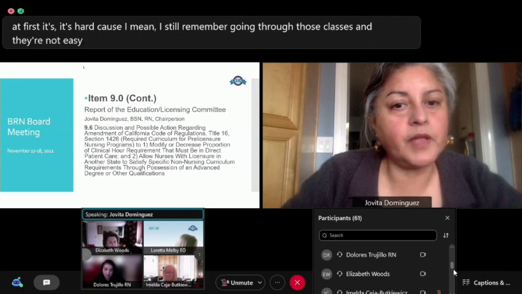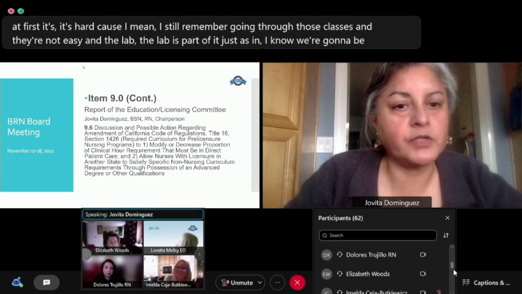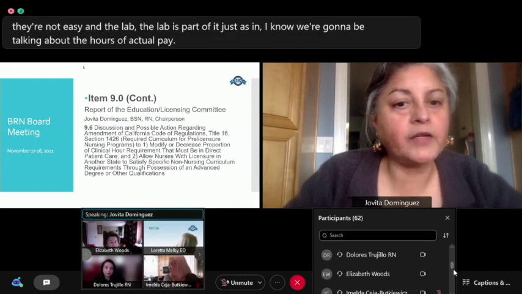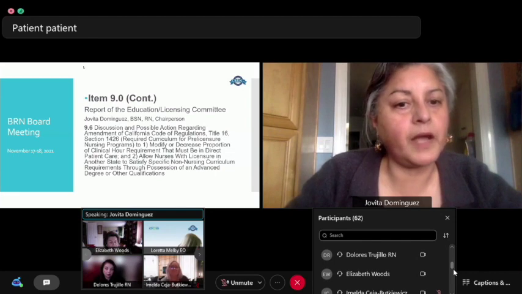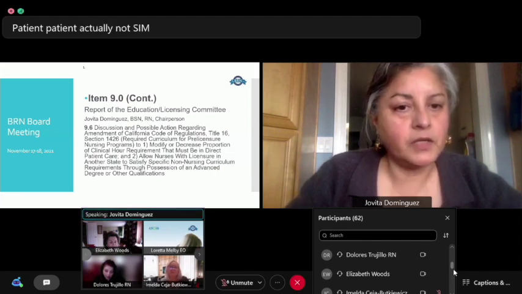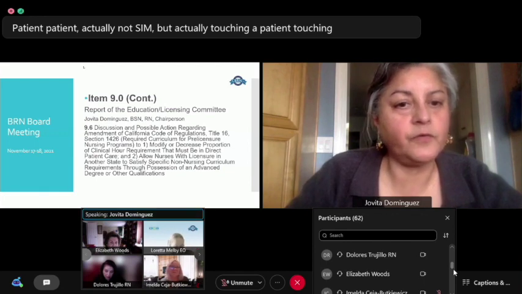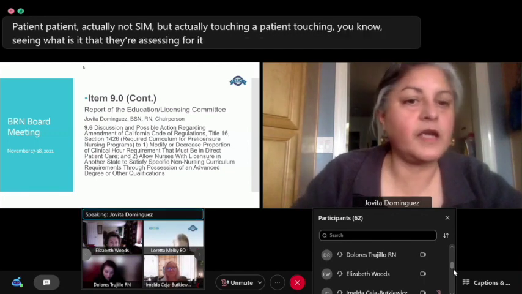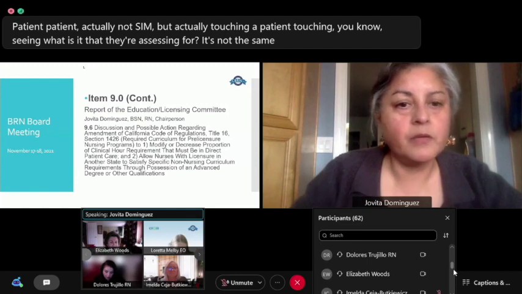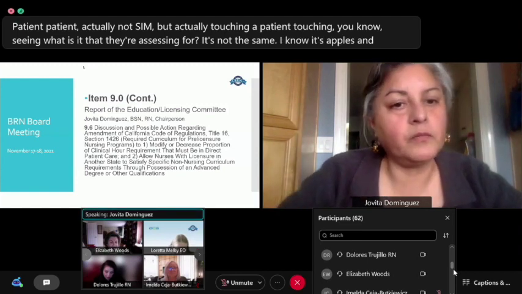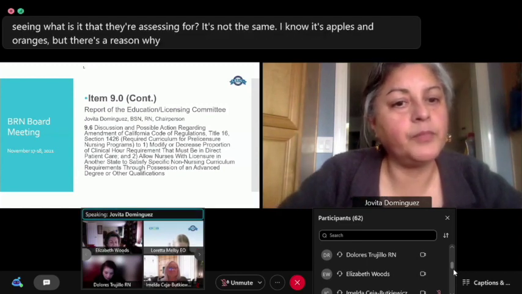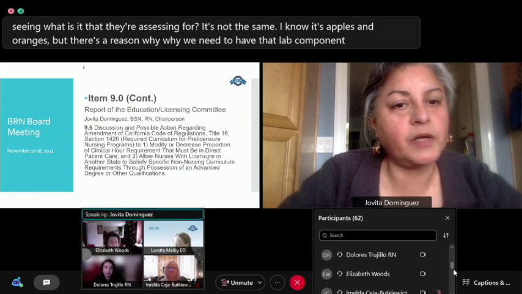And the lab is part of it, just as, I know we're going to be talking about the hours of actual patient contact, actually not sim, but actually touching a patient, seeing what it is that they're assessing for. It's not the same. I know it's apples and oranges, but there's a reason why we need to have that lab component. It's not just about learning all those organisms.